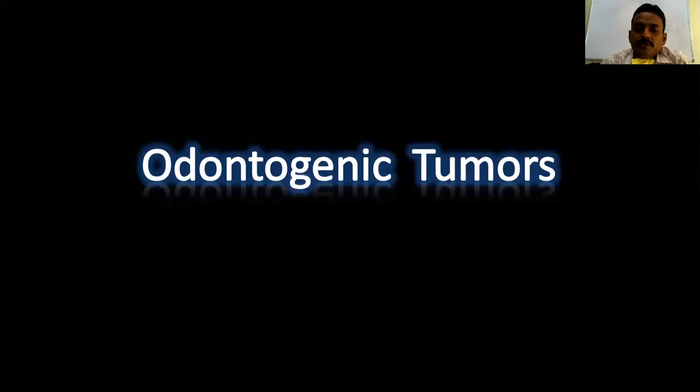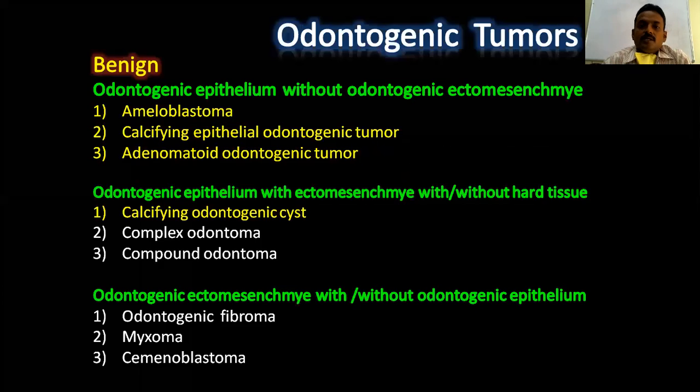Good afternoon, students. Today we are going to discuss the odontogenic tumors of the oral cavity. These odontogenic tumors are mainly benign or malignant tumors. The benign tumors are of two types: the odontogenic epithelium without odontogenic ectomesenchyme. This comprises the ameloblastoma, calcifying epithelial odontogenic tumor, which is also called CEOT, and the adenomatoid odontogenic tumor. This is called AOT.